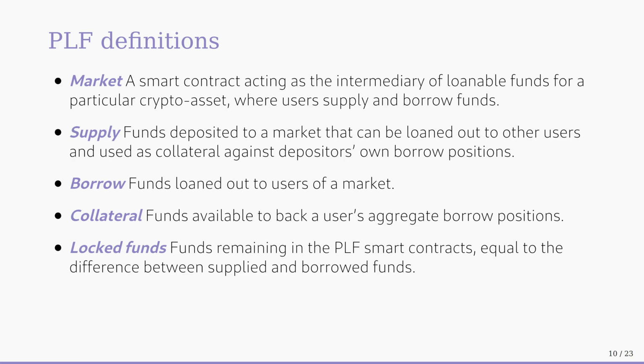And there is then the collateral, which is the funds that are available for a user to actually back a borrow position. The main difference between the collateral and the supply is that only part of the supply can be used as collateral. We will discuss this briefly later. And finally, there are locked funds, which is the difference between the supplied and the borrowed funds. So for example, if I supply 100 USD and I borrow the equivalent of 75, the locked funds will end up being 25.